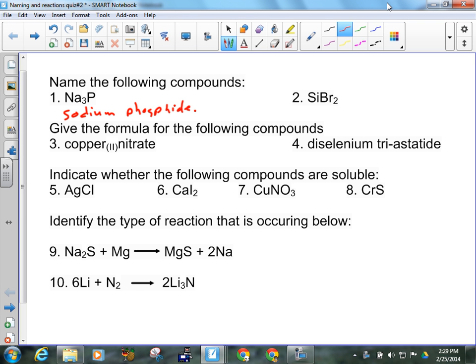For number 2, we've got a molecular compound because these are both nonmetals. So this is silicon dibromide. Again, no capital letters.